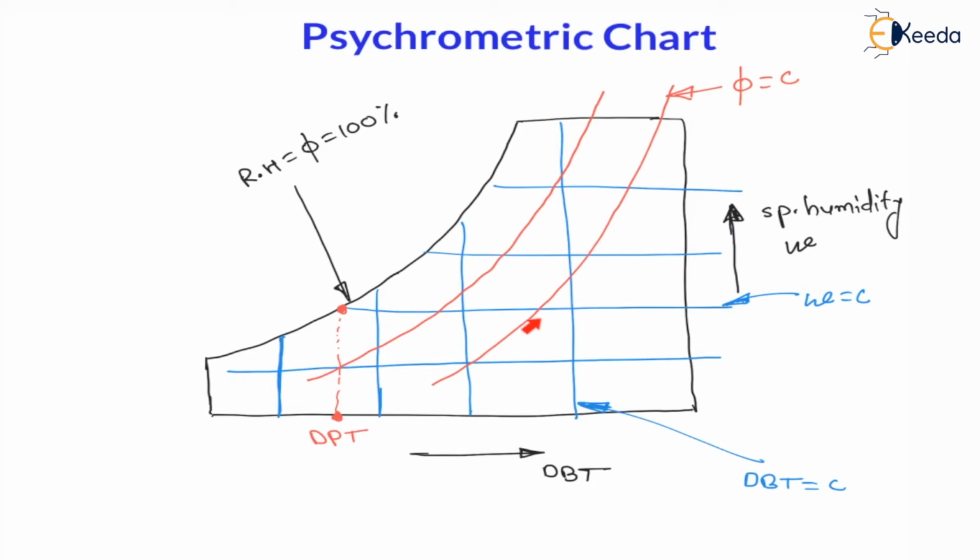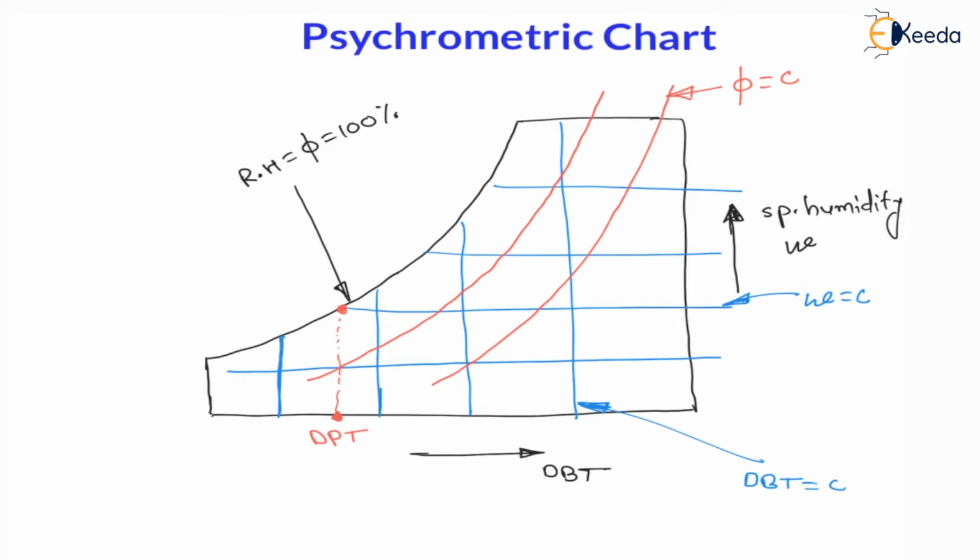Then at each and every location on this curved line the relative humidity will be 50% only, right? Therefore, curved lines parallel to relative humidity equal to 100% are called constant relative humidity lines. Another line on the psychrometric chart is the wet bulb temperature line.